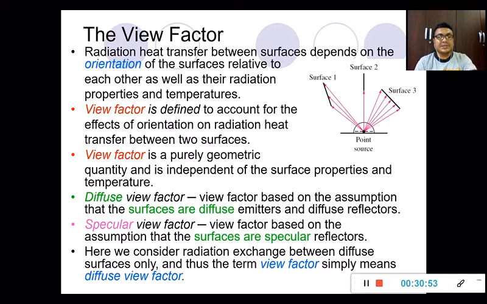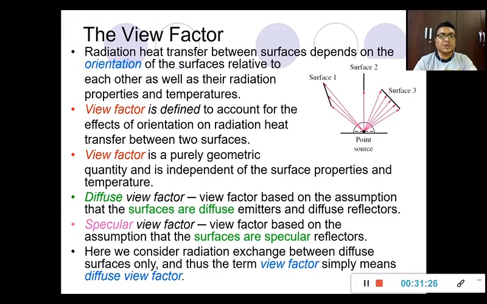Okay, the view factor. Radiation heat transfer between surfaces depends on the orientation of the surfaces relative to each other, as well as their radiation properties and temperature. View factor is defined to account for the effects of orientation on radiation heat transfer between two surfaces. View factor is a purely geometric quantity and is independent of the surface properties and temperature.